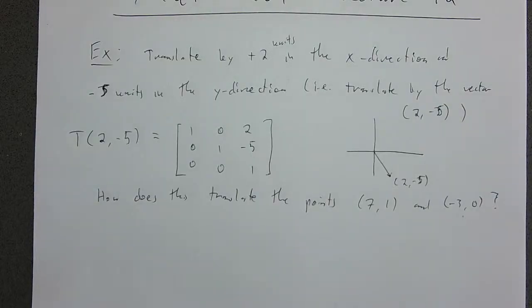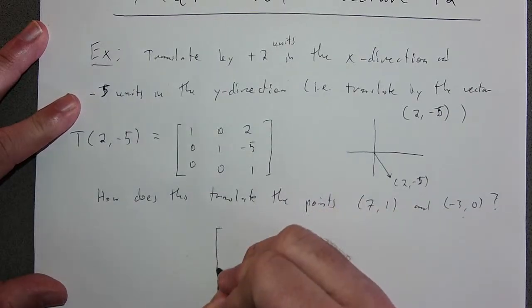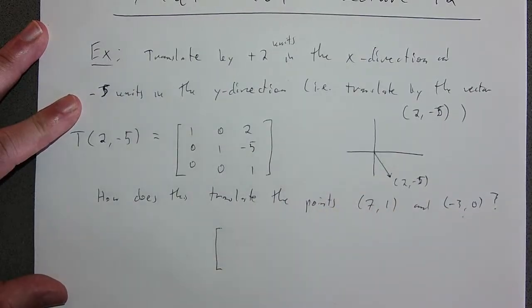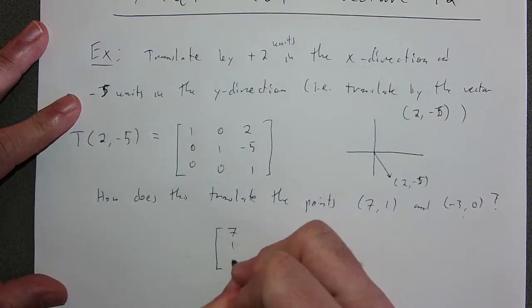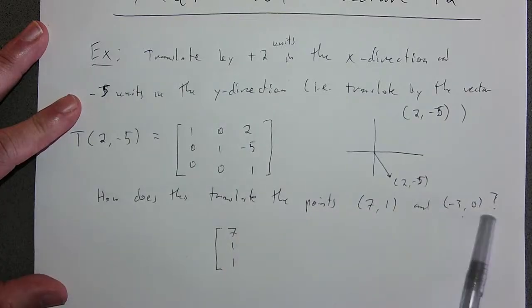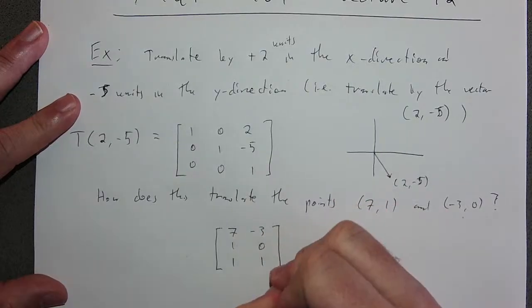We need to take both of these points and put them in the form amenable to multiplication by this matrix using our trick here, which is put each of these as a column in a matrix. The column associated to 7, 1 is 7, 1, 1. The column associated to minus 3, 0 is minus 3, 0, 1.